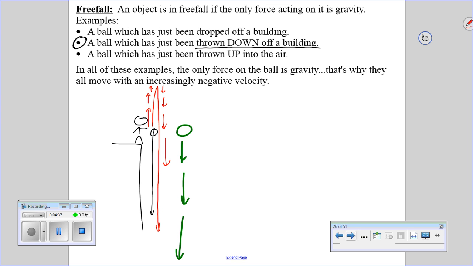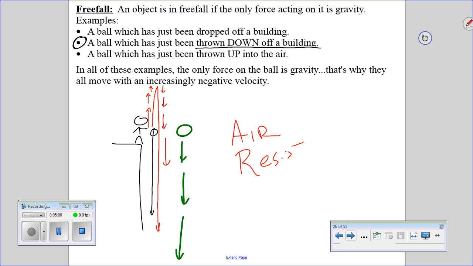negative. Okay. Now, some of you right now are going, wait a minute. When you throw something, the only force isn't gravity, right? Technically speaking, there is one other force, which is air resistance. That is not how you spell resistance. All right.